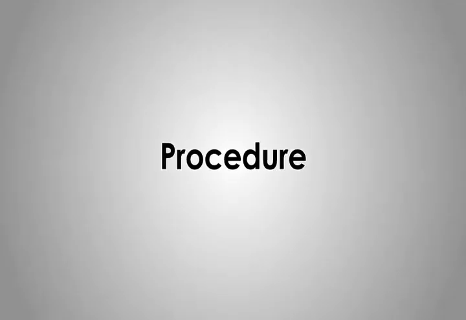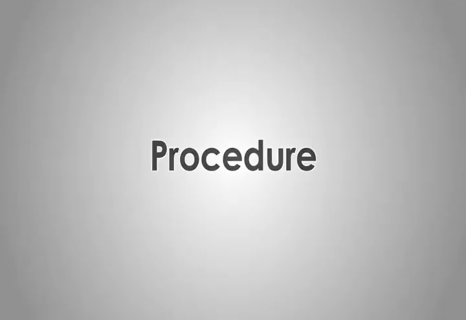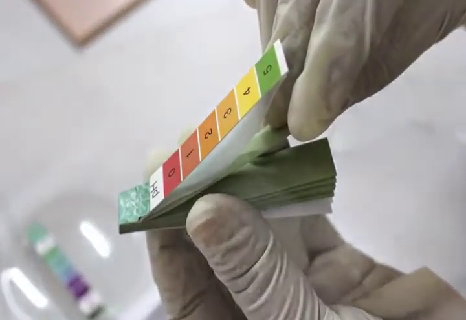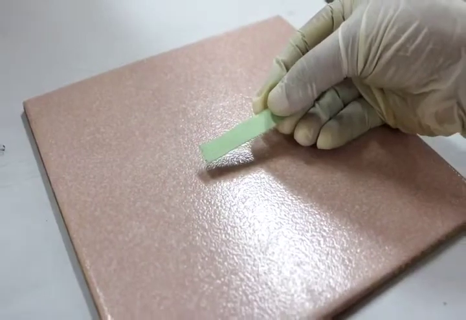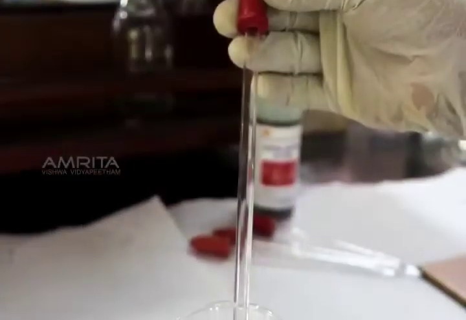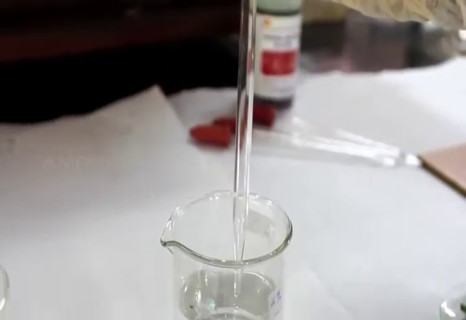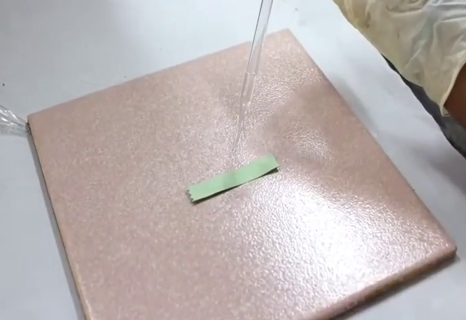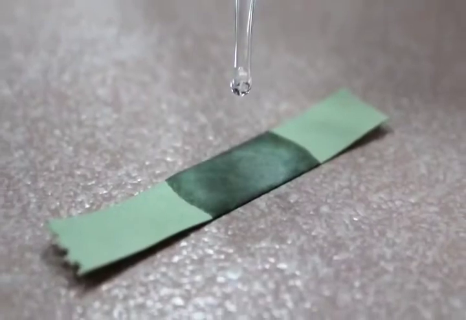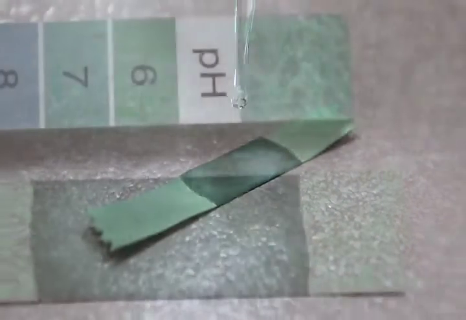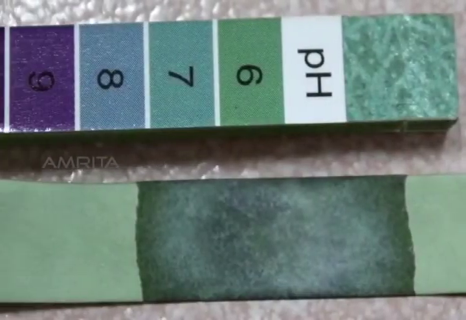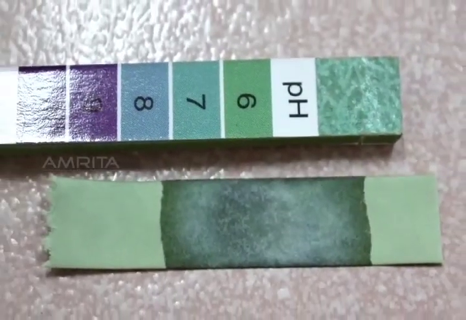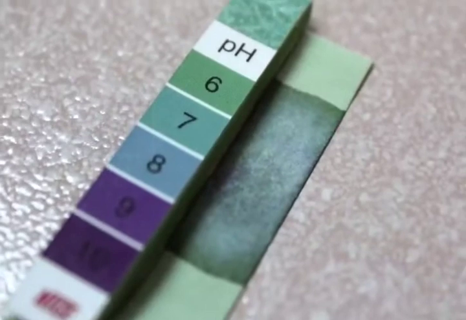Procedure: Take a strip of pH paper and place it on the tile. Take a drop of common salt solution from the beaker using a dropper and pour it over the pH paper placed on the tile. Observe the color produced and compare it with the different color shades of the standard color pH chart and note down the pH value.